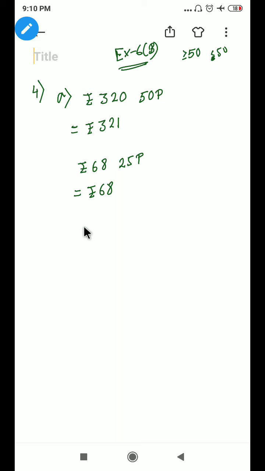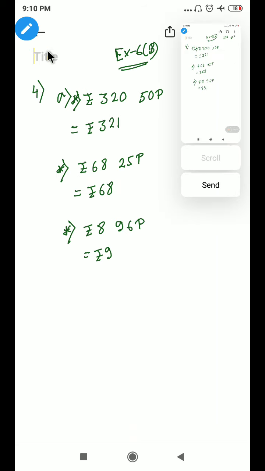Now look at another one. The last one is given here: 8 rupees 96 paise. So what to do? Paise is 96, which is greater than or equal to 50. That means you have to add 1 rupee to this 8. It will be 9 rupees. Clear? Now go to the next one, question B.